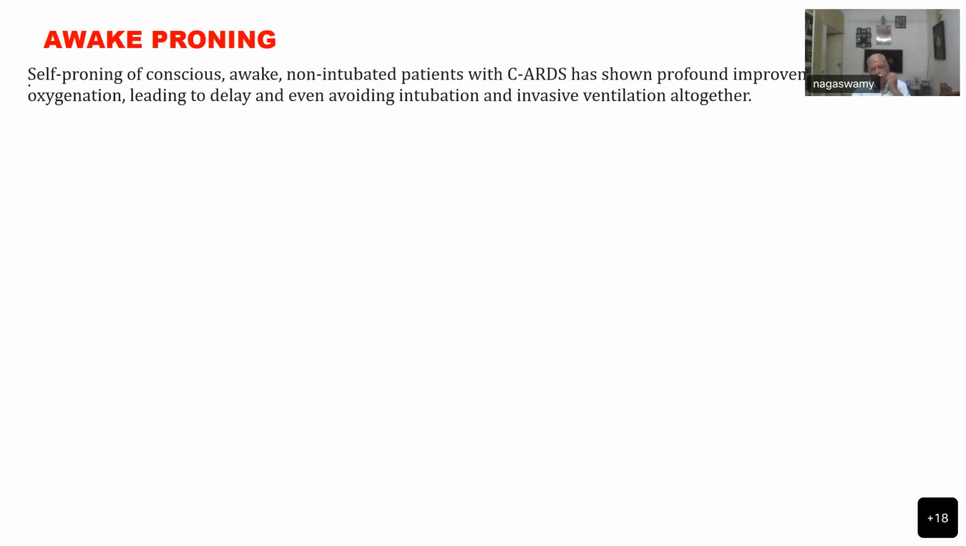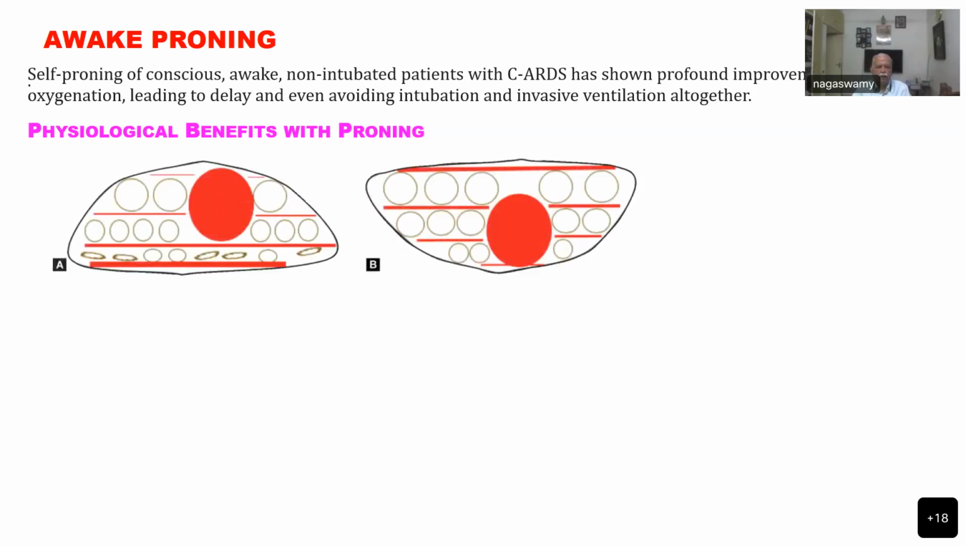So the concept of awake proning came to avoid intubation as much as possible because the mortality was very heavy in those patients who required intubation and went on to mechanical ventilation on a ventilator. So as much as possible, physicians wanted to maintain the oxygenation by their own self-proning method. So the physiological benefits, this picture is very easy to draw in the exam also.